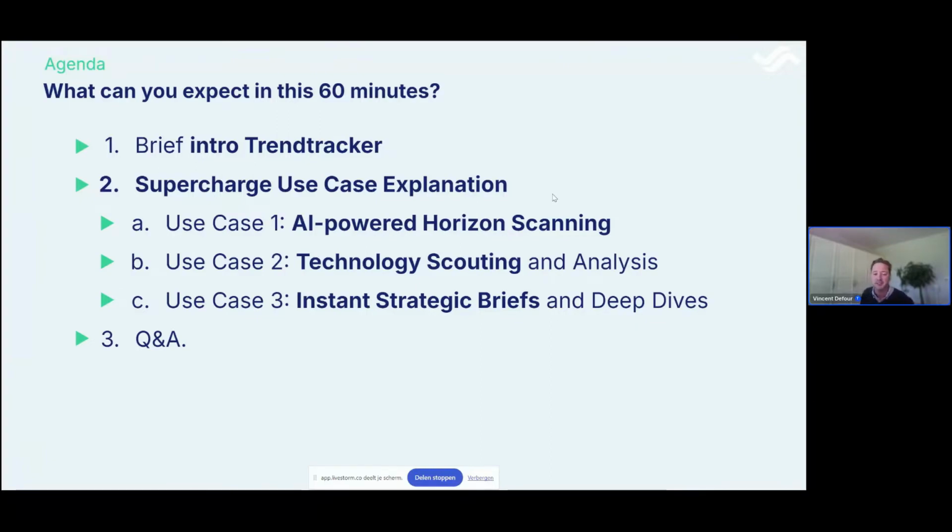The second use case is really about digging deep into specific technologies and really understanding at a deeper level how these technologies are impacting you as a company. And then the third one is really zooming in on what does that mean for you and how can you get from, let's say, typical PowerPoint-intensive strategic briefs to instant reports, instant strategic briefs that give you all the inspiration in a continuous and real-time way. We should have plenty of room for Q&A. Voila, let me just get started.